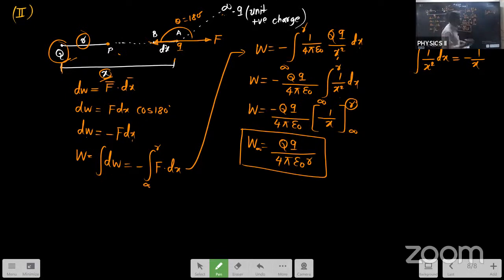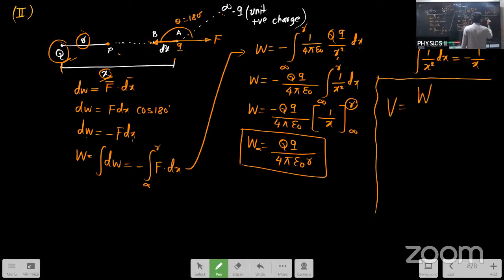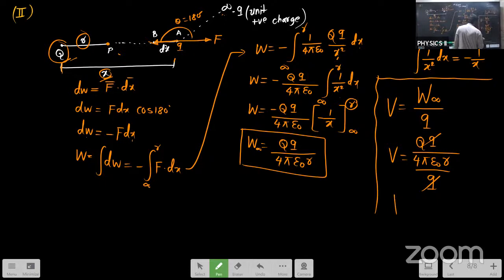Infinite distance. Now we know the formula for electric potential. What is the formula for electric potential? V is equal to the amount of work done in bringing a unit positive charge from infinite distance. If I substitute this value here, what is the answer I will be getting? V is equal to Qq divided by 4 pi epsilon naught R divided by what? q. So this q and this q will get cancelled. Finally, I am getting again the same answer: electric potential due to a point charge is Q divided by 4 pi epsilon naught R.